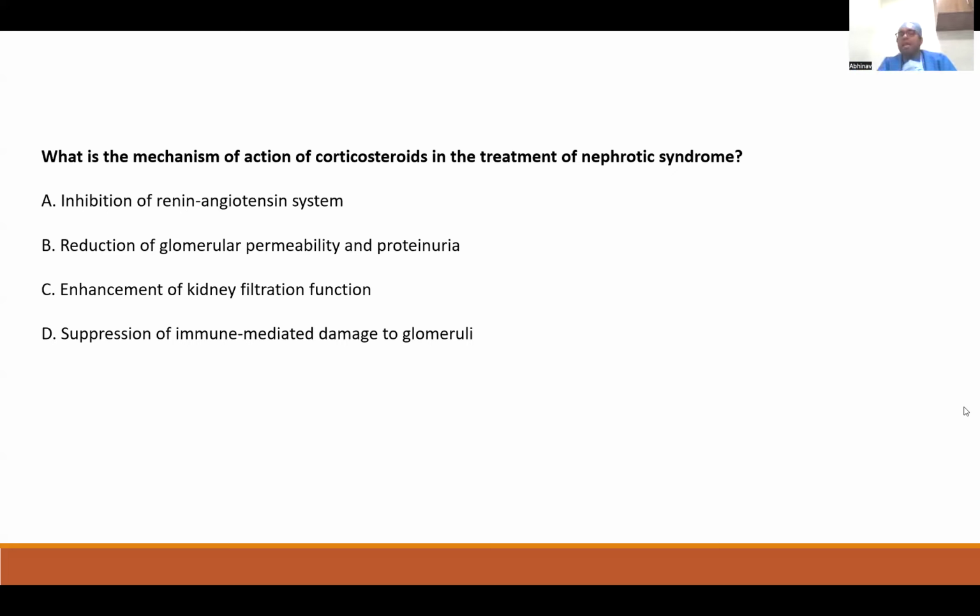what happens in nephrotic syndrome. It is mainly a glomerular disease. There is disruption of the glomerular membrane. There are no exact reasons, but most of the studies have shown that.